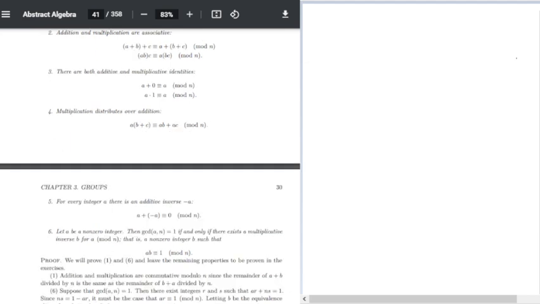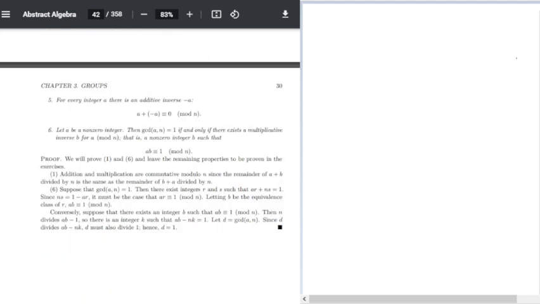3. There are both additive and multiplicative identities. That is, there is an element 0, such that a plus 0 is congruent to a mod n, and there is an element 1, such that a times 1 is congruent to a mod n. 4. Multiplication distributes over addition. That is, a times (b plus c) is congruent to ab plus ac mod n. 5. For every integer a, there is an additive inverse negative a. That is, a plus negative a is congruent to 0 mod n.